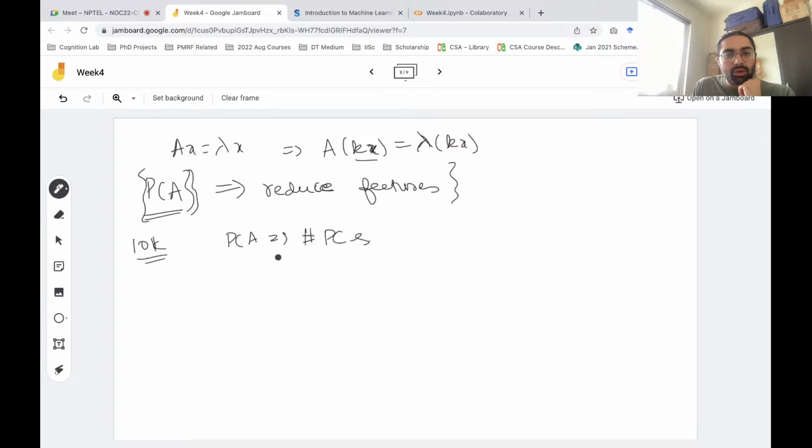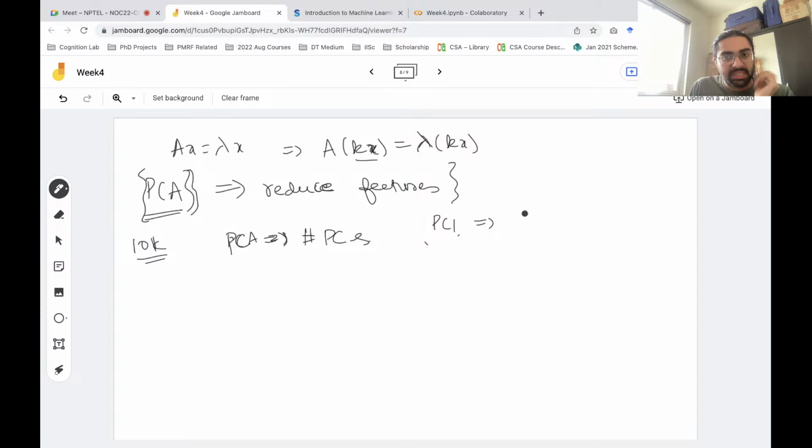One way of choosing how many principal components you want is by looking at how much variance is explained by these PCs. Let's say PC1, your first principal component, explains an amount of variance equal to the eigenvalue corresponding to this particular principal component. Let's name it λ1. So PC2 will have λ2 and so on.